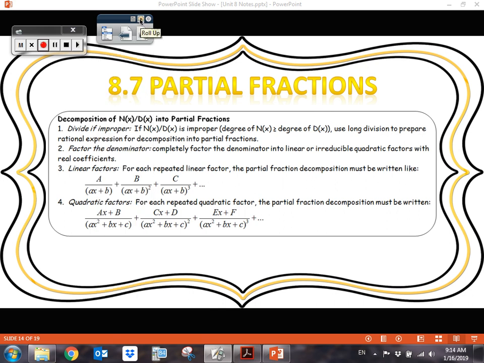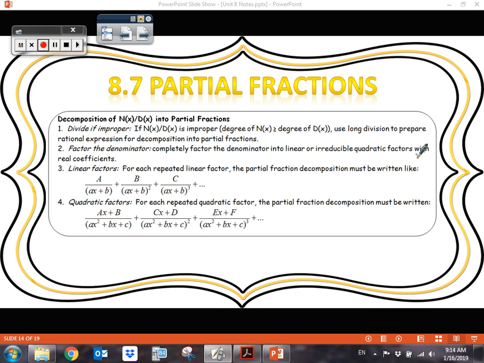So that's our first step, to look to see if it's improper. If it's improper, we're going to divide it. Our second step is to factor the denominator completely into linear and irreducible quadratic factors. That's a vocab word we learned, right? Irreducible quadratic would be like x squared plus 4. If we kept factoring, we would go into imaginaries. That's what an irreducible quadratic is. So that's our step 2.